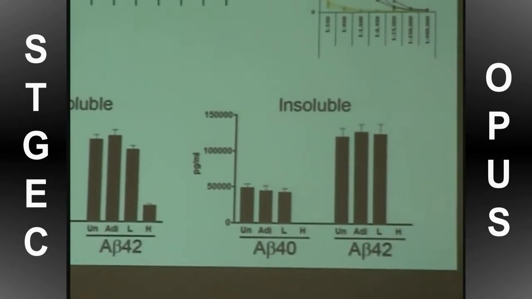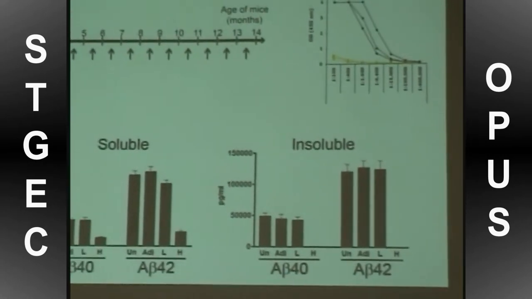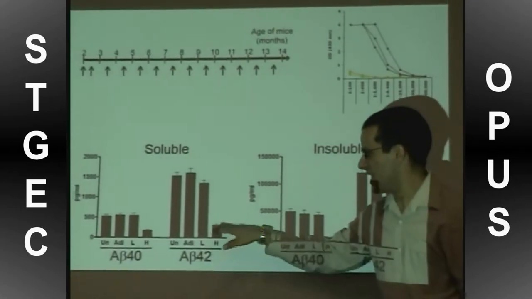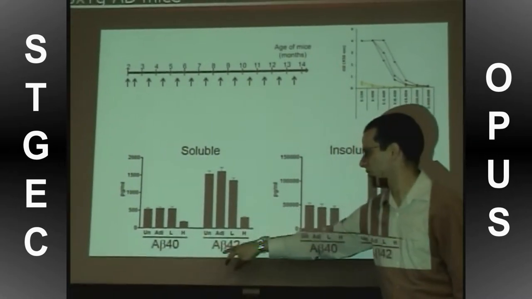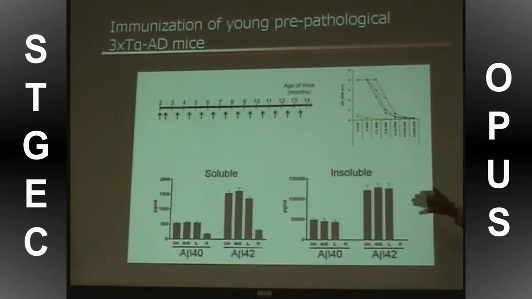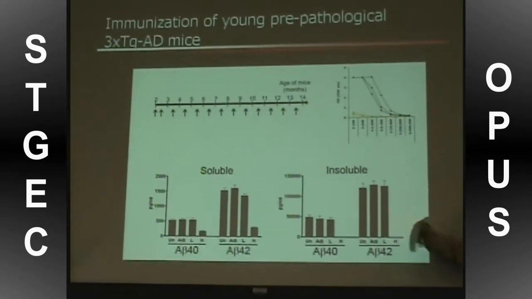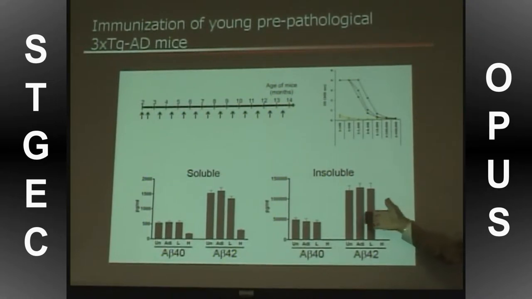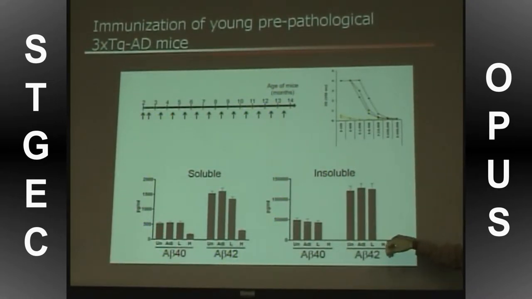Mice were about 14 months of age when we sacrificed them, and you can see that there is a significant reduction in A-beta 40 and 42 only in the high responders. And the insoluble A-beta levels, which reflect the A-beta found in plaques, are below detection using this ELISA. So we were successful in preventing A-beta accumulation.